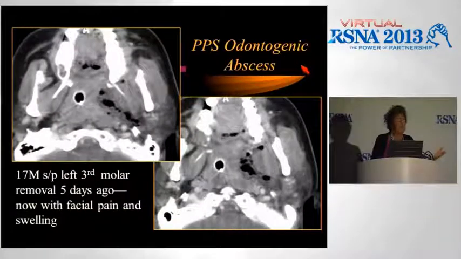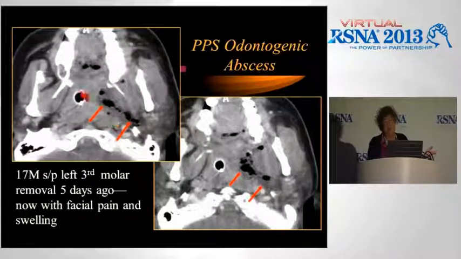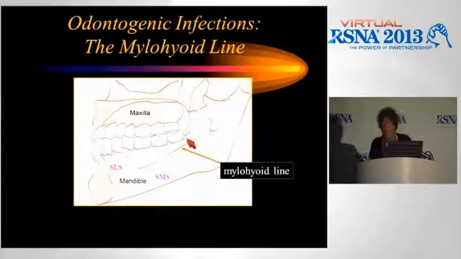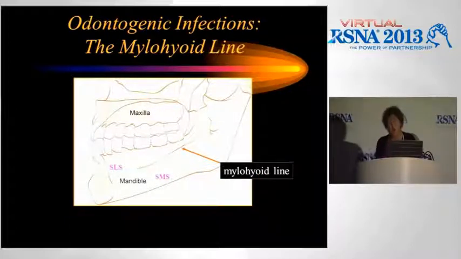These things go to the parapharyngeal space, as you can see here, where there's air and pus as well in the 17-year-old who had a third molar removed. Now, one comment about the mylohyoid line. This is a line on the internal aspect of the mandible, and you will see that the roots of the second and third molars are below the line. You will see that the roots of all the other teeth are above the line.